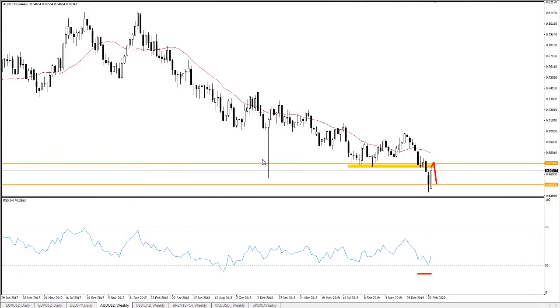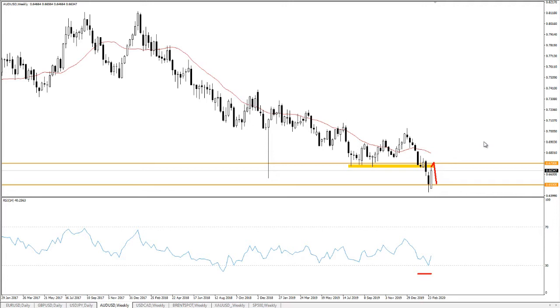Moving over to the Aussie. So again, starting with this bigger term picture, this is the weekly chart, and it's a big downtrend. Australia's been in a tough situation of late. China's economy has been slowing. China is Australia's biggest export market. They had the bushfires, and now they have the coronavirus, which is heavily affecting trade with China. So it's all quite bad news for Australia, and hence the Australian dollar is suffering.